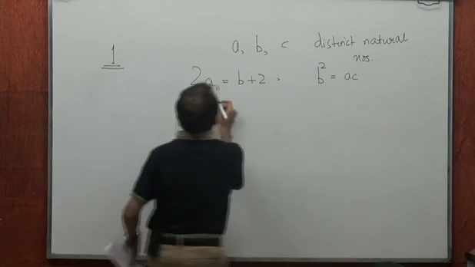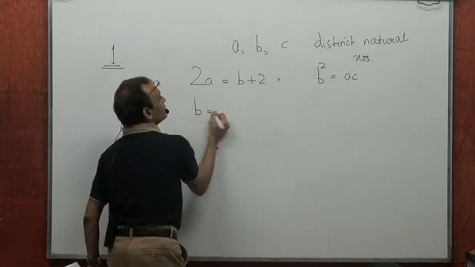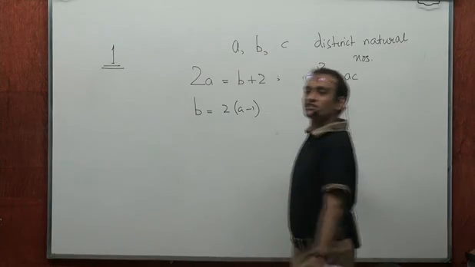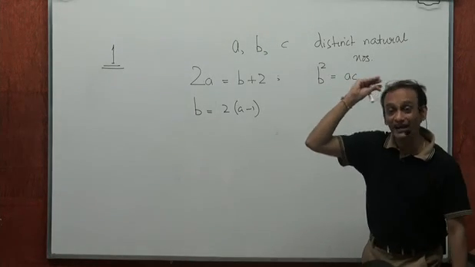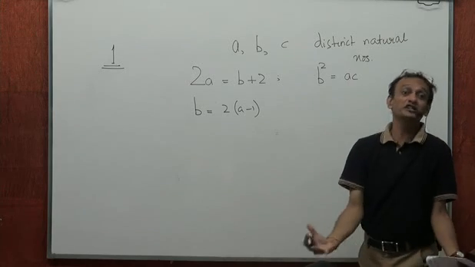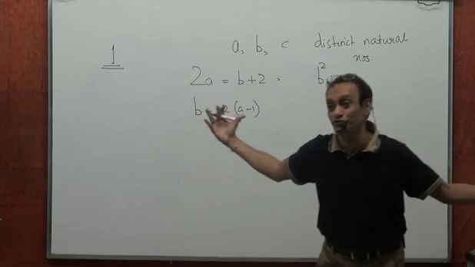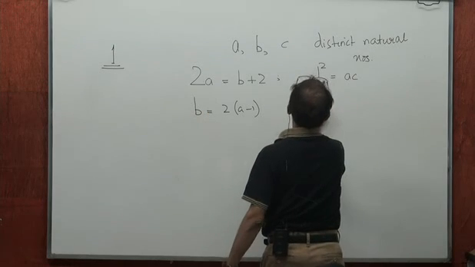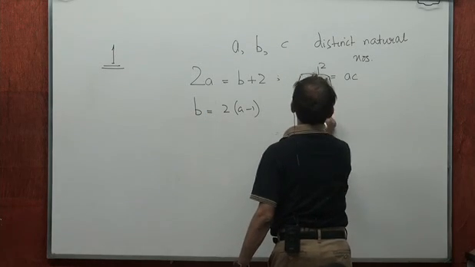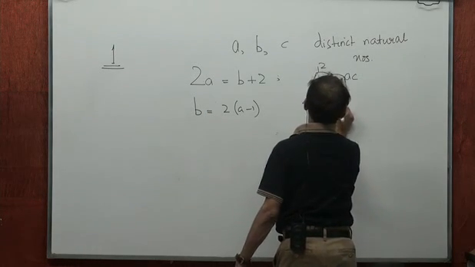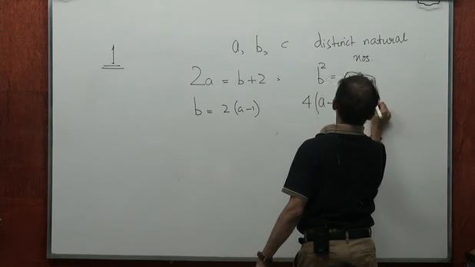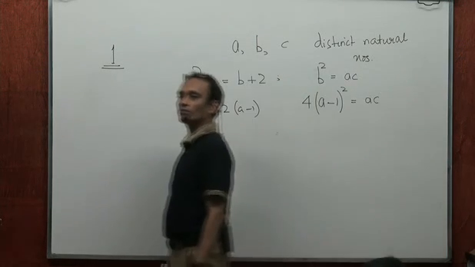Yes. So what I want to do is the b that I obtained from here, which is 2 into a minus 1, could be plugged into this. Right? Let's do that. That's the least that we could do. In fact, that's the only thing that we could do ab initio, right? So b squared, which is 4 into a minus 1 whole square, is AC. Yes or no?